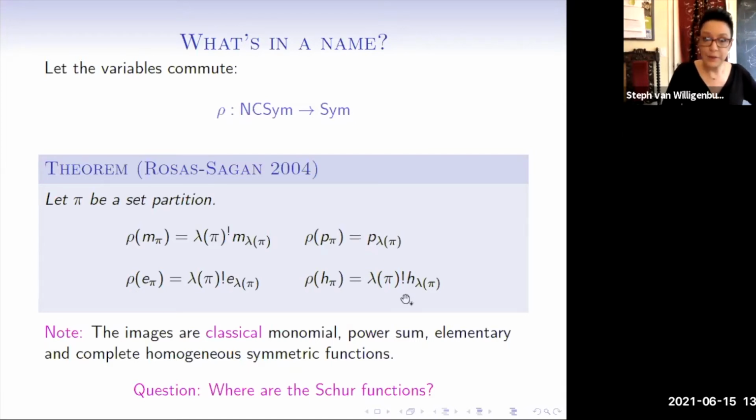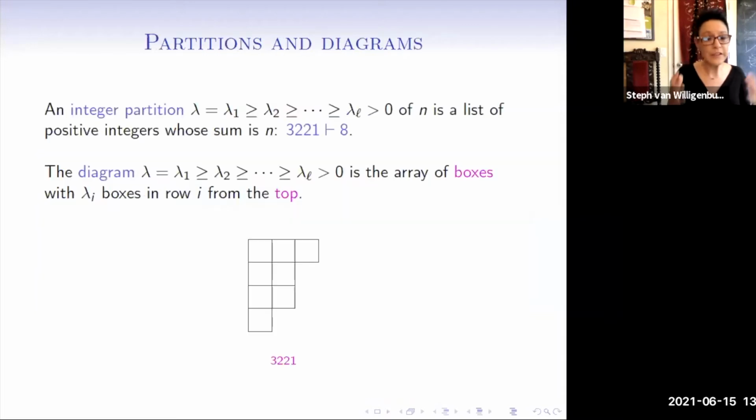And so a natural question to ask is, where are the Schur functions? So for this, we're going to need some diagrams. So given your integer partition, then the diagram of it is going to be the array of boxes with lambda_i boxes in row i from the top. So this is going to be English notation. So if we take our running example 3, 2, 2, 1, we're going to have 3 boxes in the top row, then 2 in the second, 2 in the third, 1 at the bottom, and then we're going to left justify them.